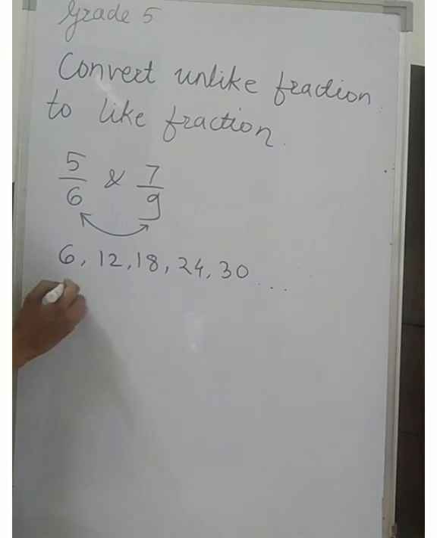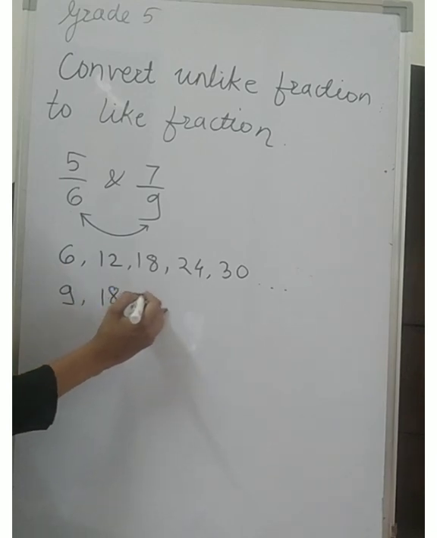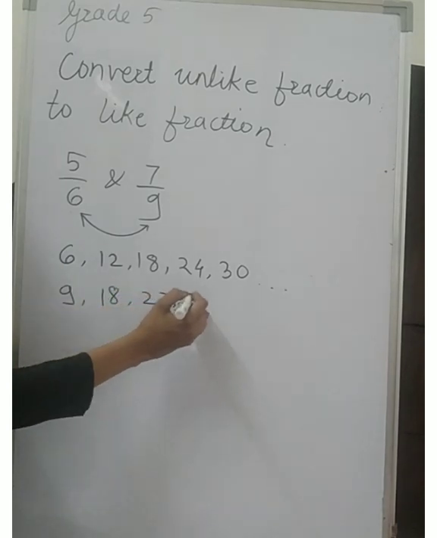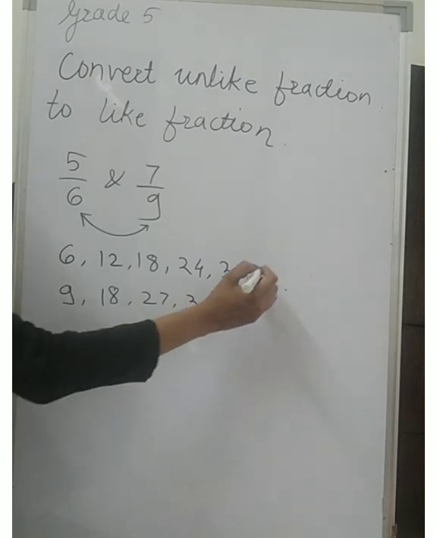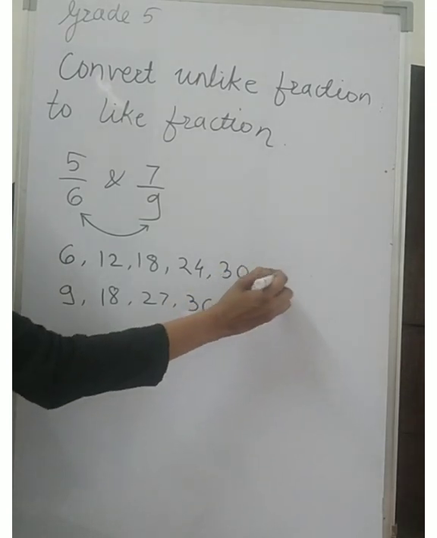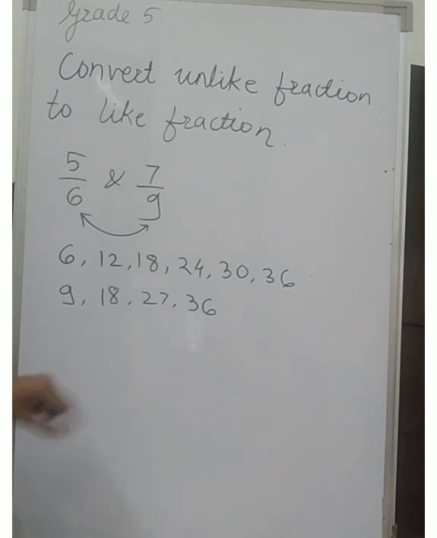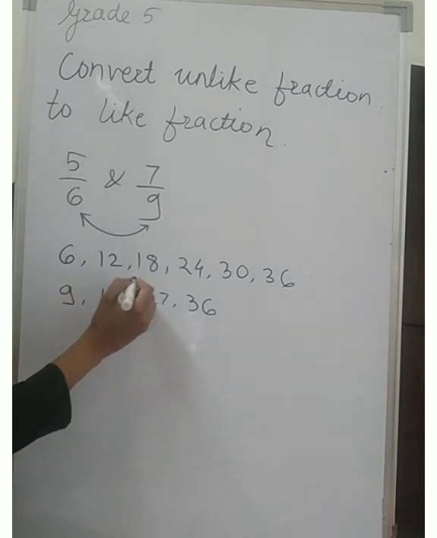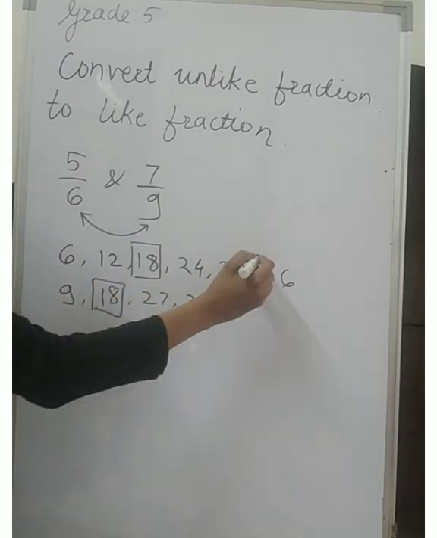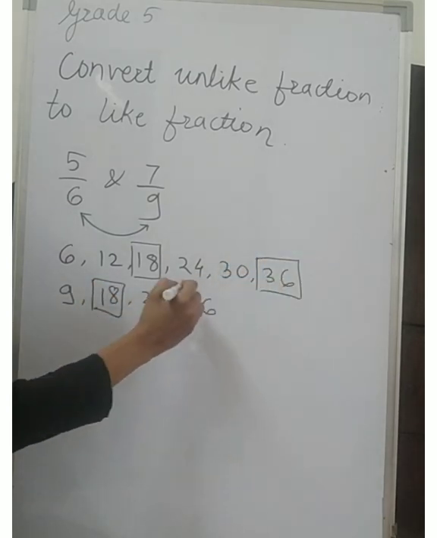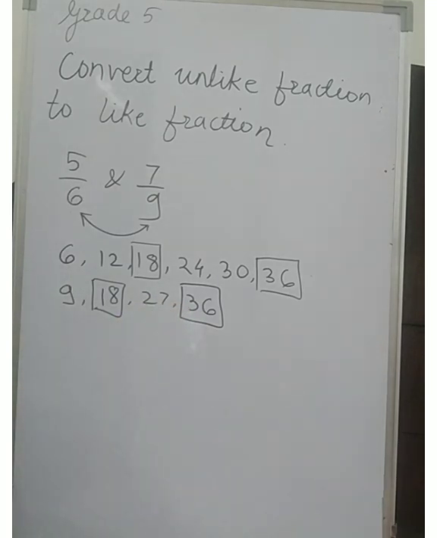Now let's write the multiples of 9: 9, 18, 27, then 36. Here also we can take 36. Now if you look at these two, there are two common multiples. One is 18 and the second is 36. Okay. But we are going to take the lowest one. So we can take 18.